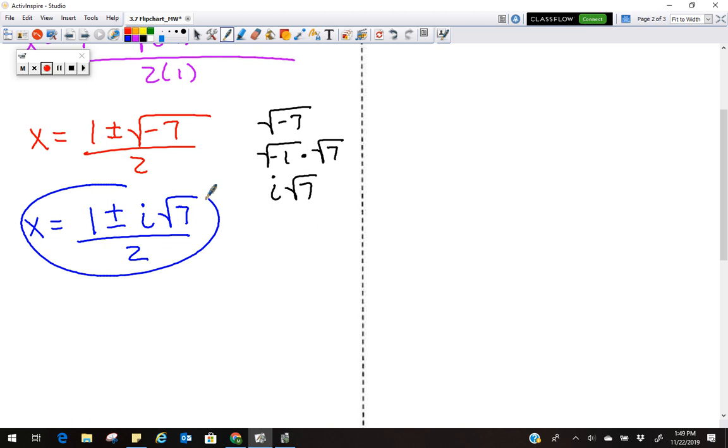I'm okay with that as your answer. In some places you might see those written separately as 1 plus i square root of 7 over 2 and 1 minus i square root of 7 over 2. I'm okay if you just leave it with the plus or minus there in the middle.